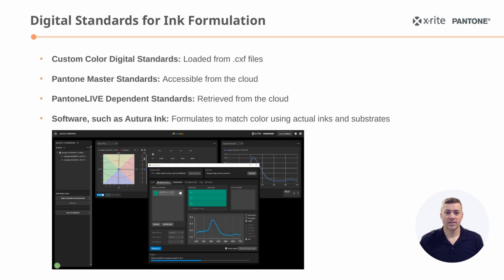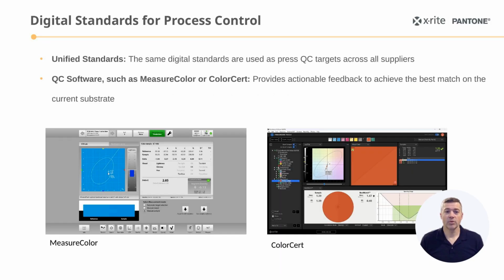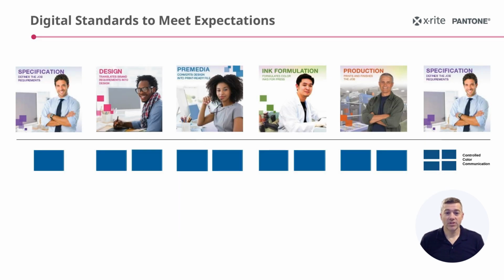These digital standards contain precise spectral data, allowing the software to accurately match the colors using the appropriate ink colorants, tailored to the specific print application and substrate for the project. For the press room, digital standards are integrated into the quality control software, such as Measure Color or ColorCert, enabling press operators to monitor and adjust the color as they set up and run the job. So, with digital standards, you have a much higher chance of meeting the expectations of everyone along the supply chain.